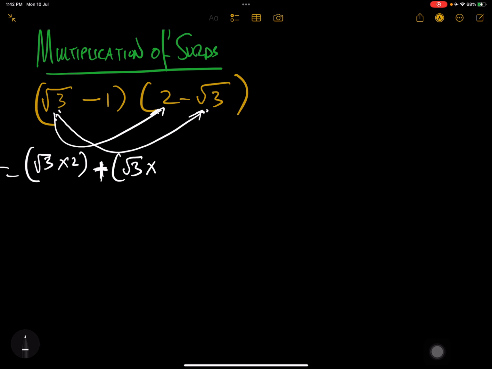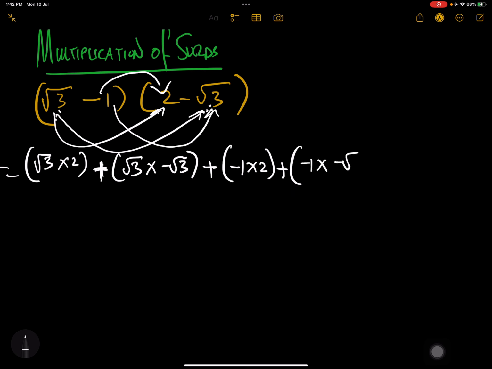It's going to be times what? And remember, that square root there is negative square root of 3. Don't forget. Then we bring our plus again. And then the next one is going to be this and this. It's going to be negative 1 multiplying 2. Can you see that? Plus the same negative 1 multiplying negative square root of 3. So it's going to be negative 1 multiplying negative square root of 3.